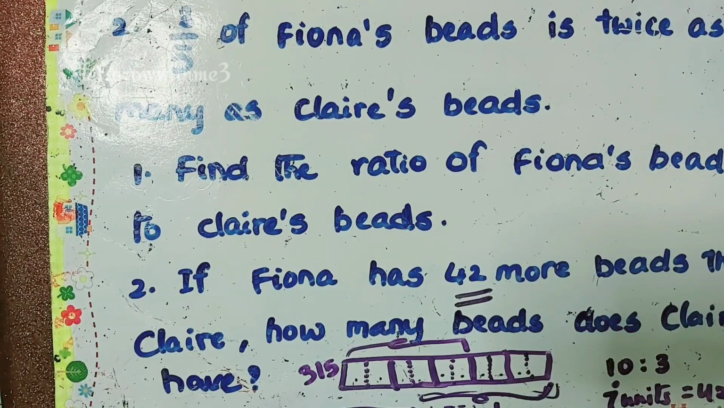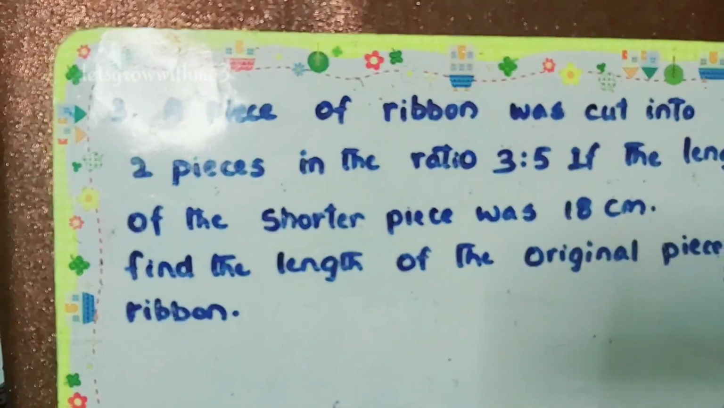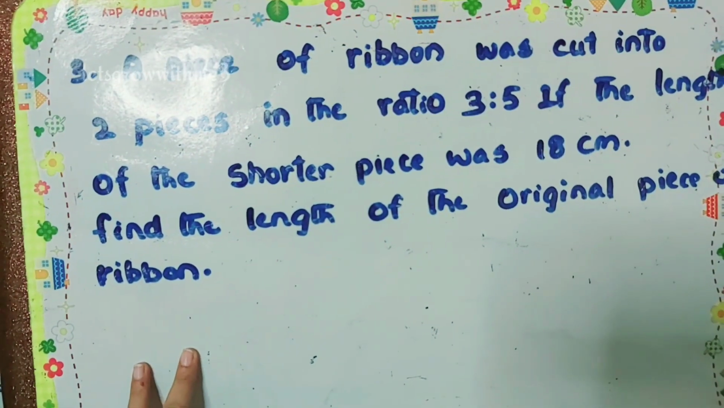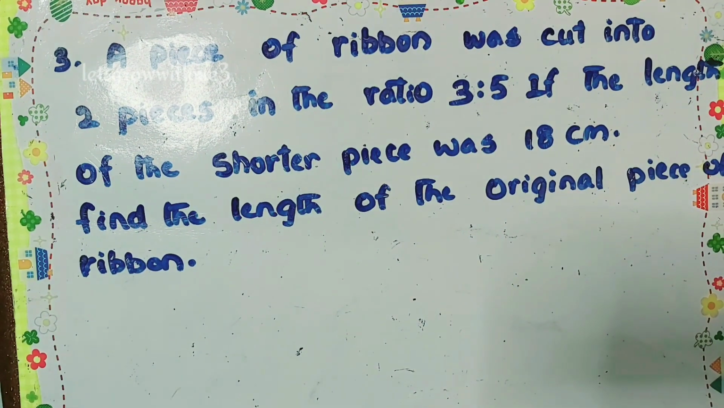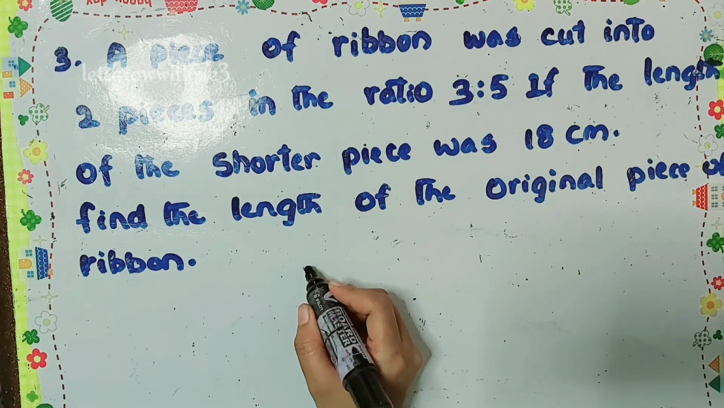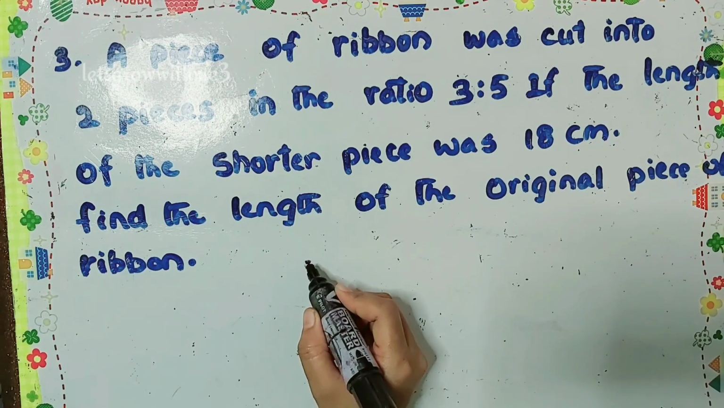Okay, that's it. Let's see another problem, third problem. Let me set the board first, then I'll try to explain. Here it is. A piece of ribbon was cut into 2 pieces in the ratio 3:5. If the length of the shorter piece was 18 centimeters, find the length of the original piece of ribbon. So what it is here, a piece of ribbon was cut into 2 pieces in the ratio 3:5.